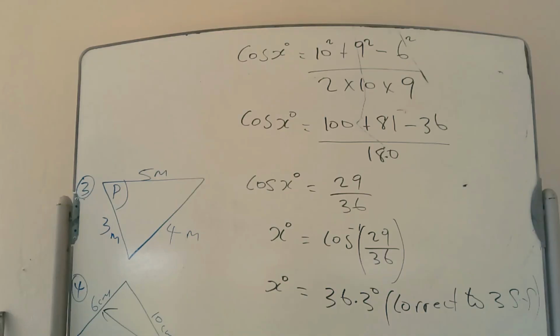And that is how you would use the cosine rule to find a missing angle.